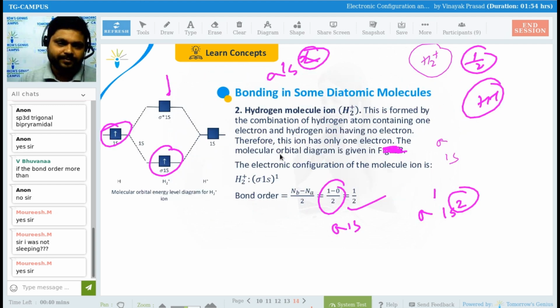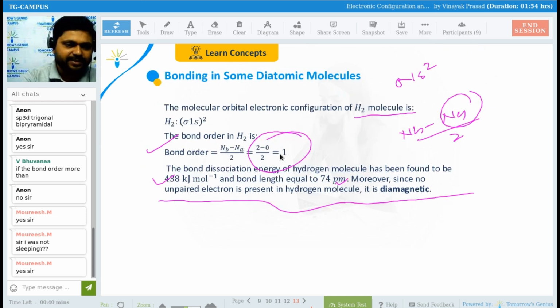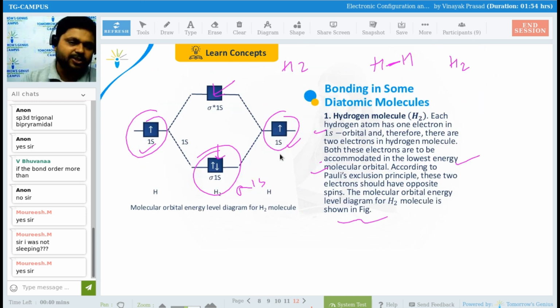See here. Here there is 1s, and here there will be 1s. I can understand that you might be facing some problem. I will compare with these 3 diagrams, and then I will be confirmed that you are getting my point. First of all, the H2 molecule, then the H2 plus molecule, then the He2 molecule. Getting my point, everyone?